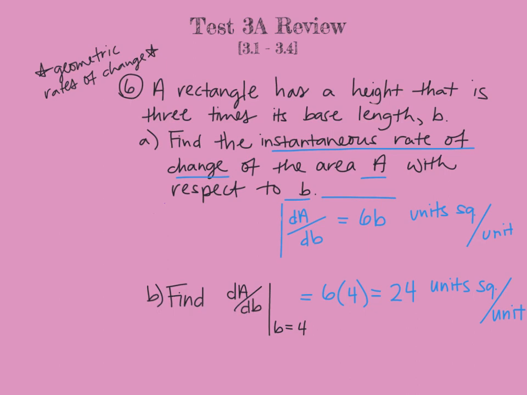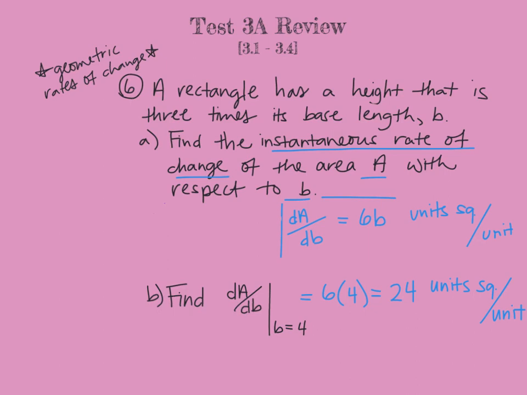Now, in order to find the instantaneous rate of change of A with respect to b, I'm going to find the derivative of this right here. So it's the derivative of the area A with respect to our variable b, dA/db. To find the derivative of A equals 3b squared, I just use the power rule. b is our variable. I bring the 2 out front and multiply it by the 3, and b is now to the first power. So that is our rate of change, dA/db.